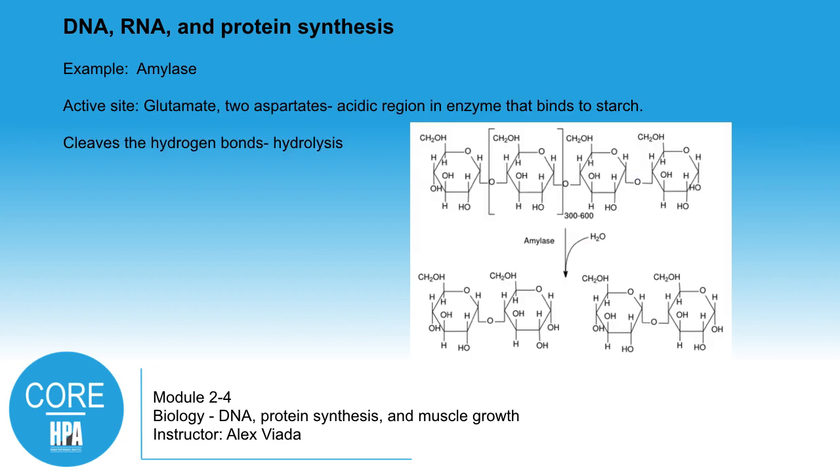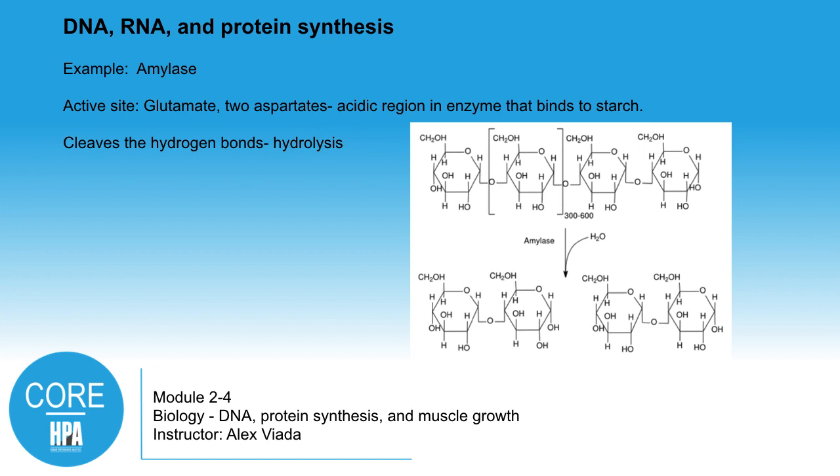So what does it do? Well, remember that active site we talked about? It is a glutamate and 2 aspartates. That is the active site. That is literally what this entire protein is structured to do, is get those 3 amino acids in the long protein chain into the right configuration to bind to starch. That's it.